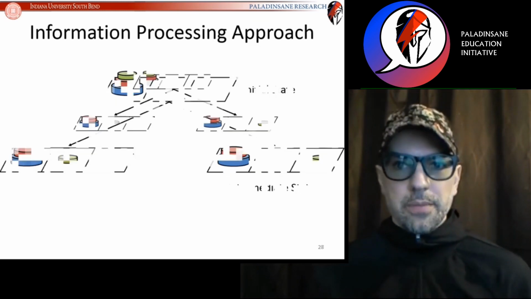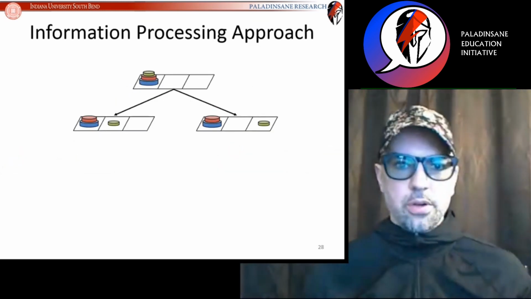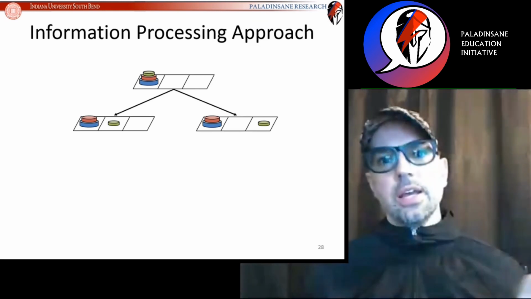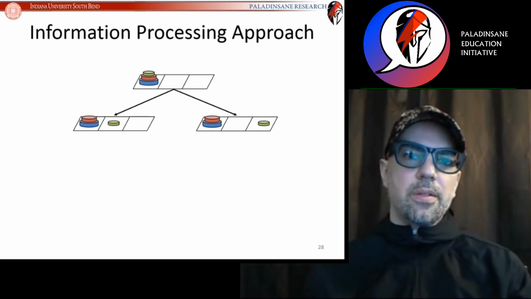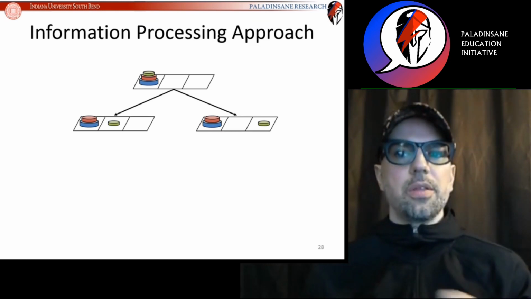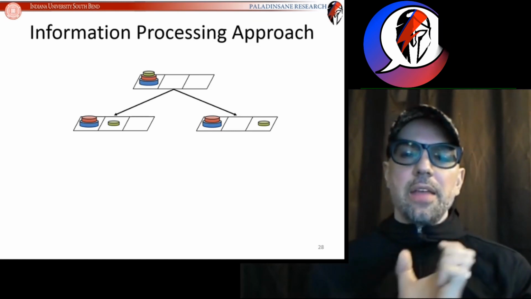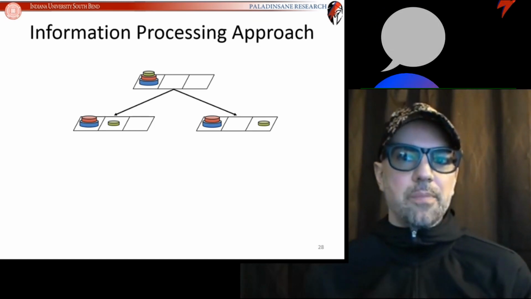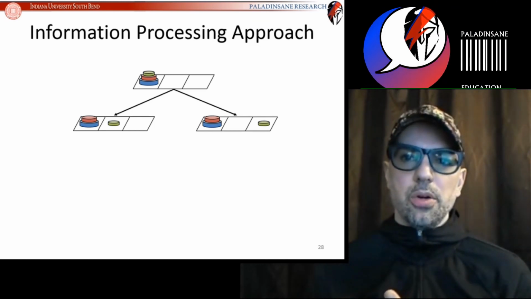Let's keep building it. So those are the possible moves for your first move. Now let's begin with the second operator. So on the right, we'll begin with that intermediate state. And that intermediate state from there has two possible moves.